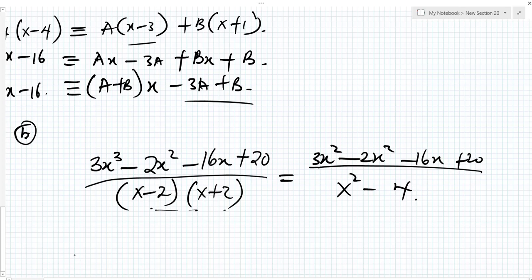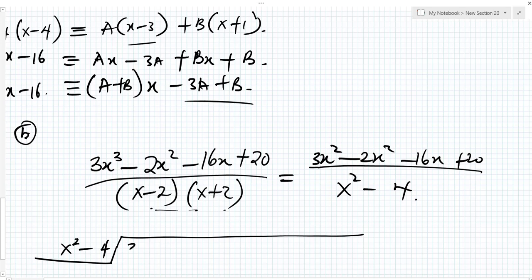Now using x squared minus 4 to divide the numerator, we have 3x cubed minus 2x squared minus 16x plus 20.